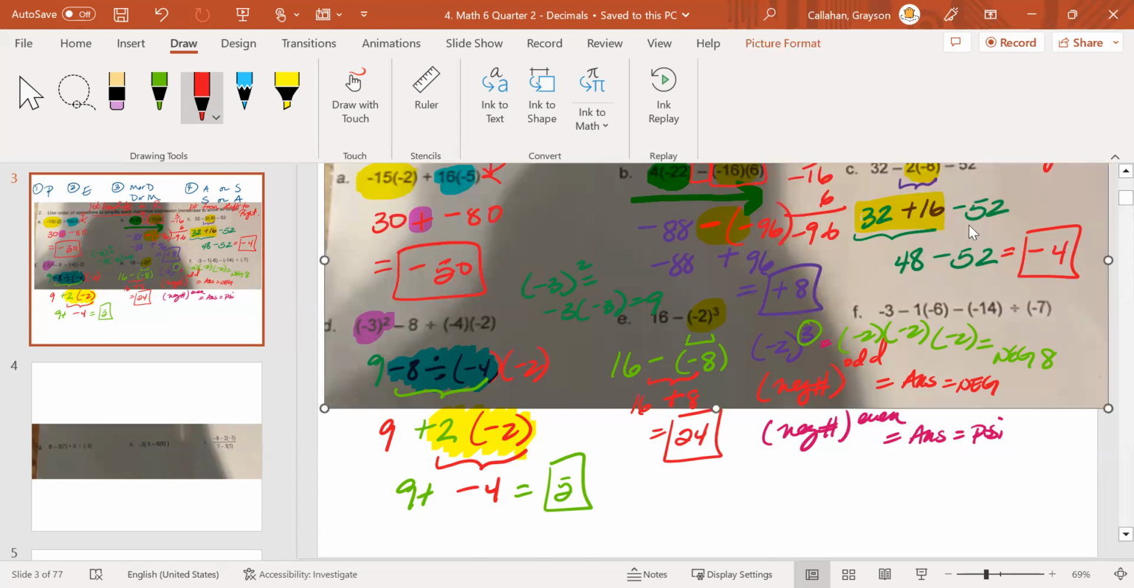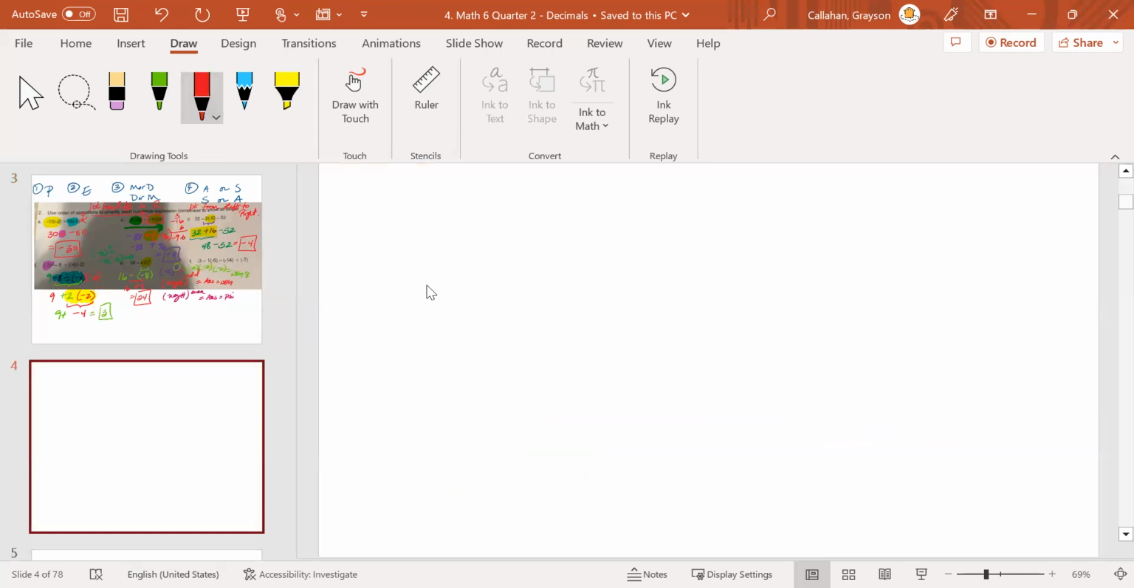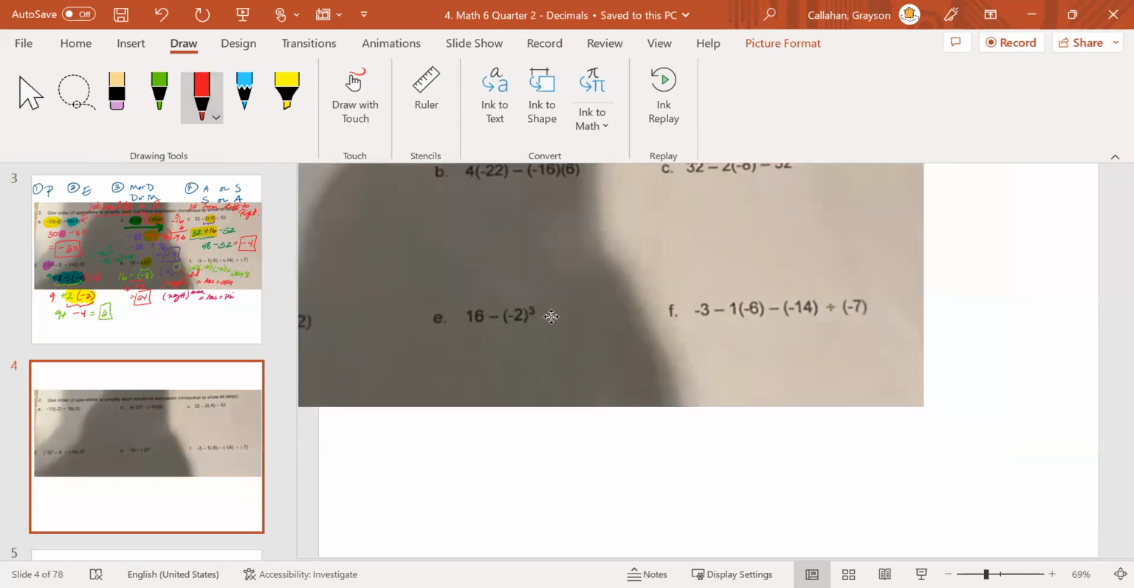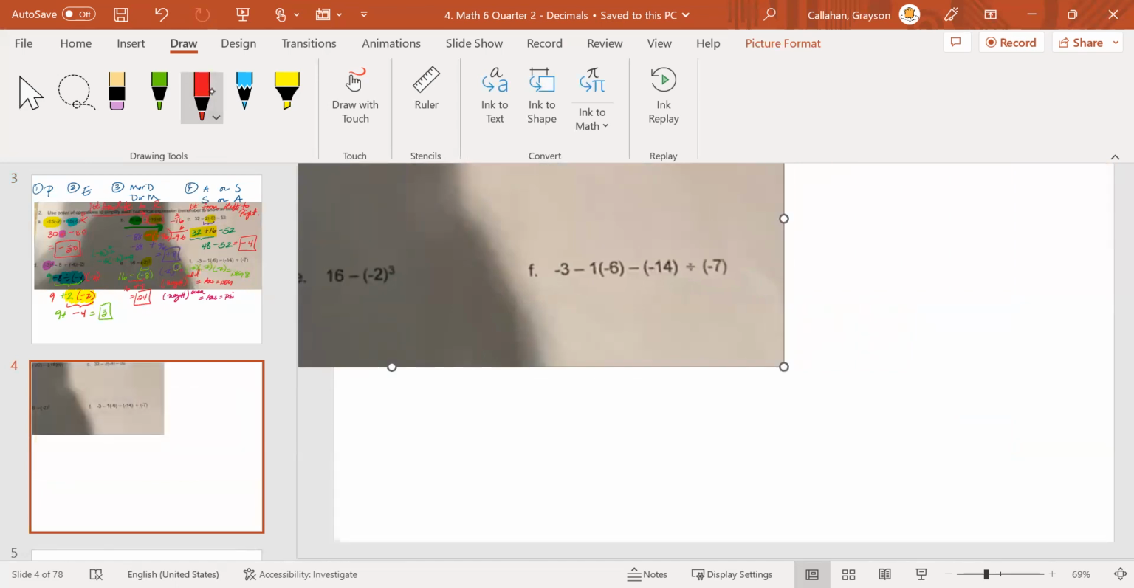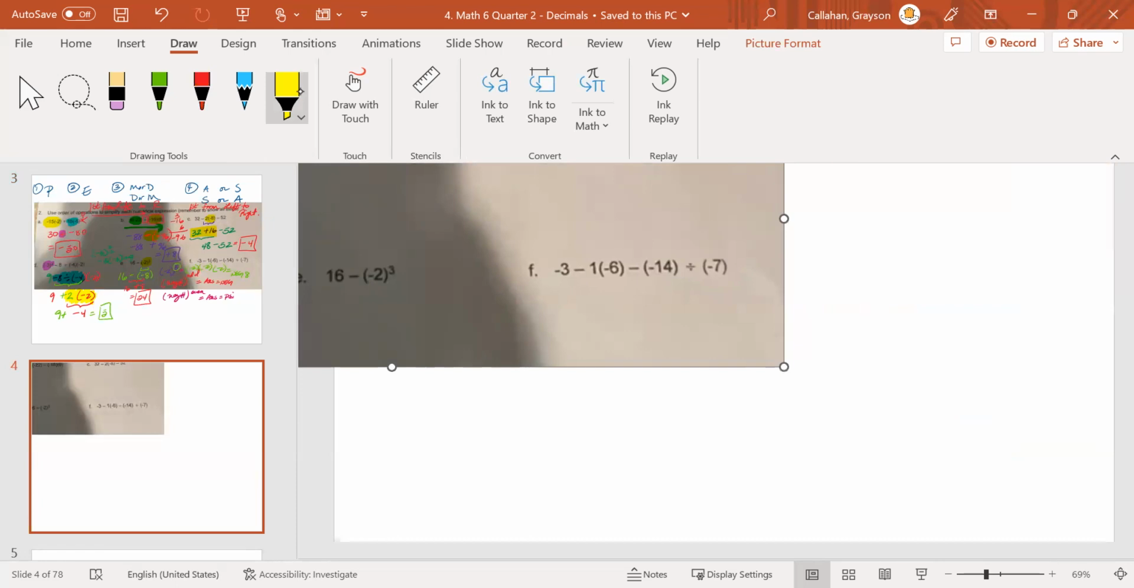So for F, it's going to take a little bit more space. So we're going to go ahead and do that. All right, so let's focus on F. This one's a little bit more complicated, so we'll just take it step by step.